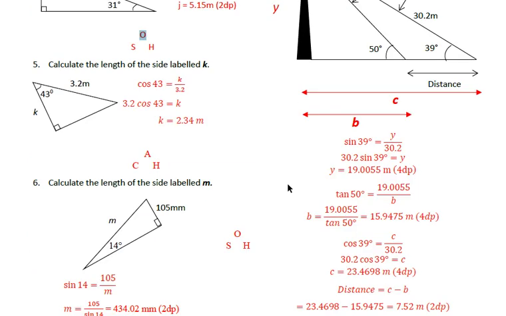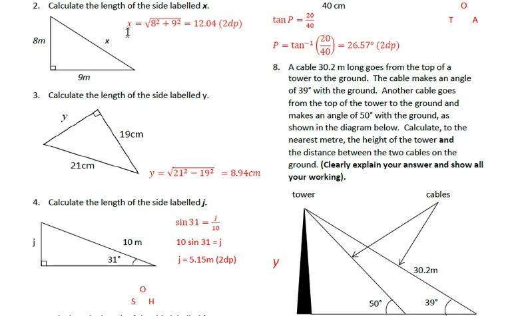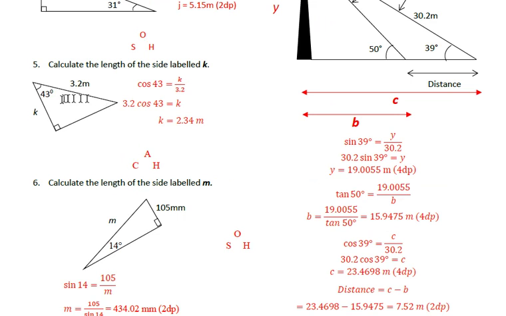Alright, let's scroll down to the next one here. Number 5. Calculate the length of a side labelled K. Now K is in fact adjacent to the angle given, 43 degrees. Now realise again, we do not use Pythagoras like we did over here. Why don't we use Pythagoras? Because there is an angle. When there's an angle in the middle, we don't use Pythagoras, we use SOHCAHTOA. So we need to first label the sides.